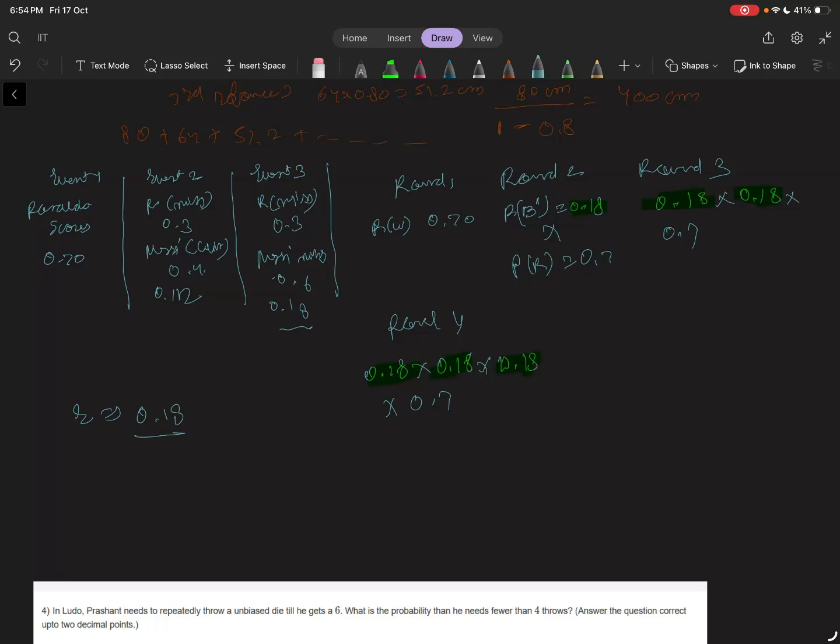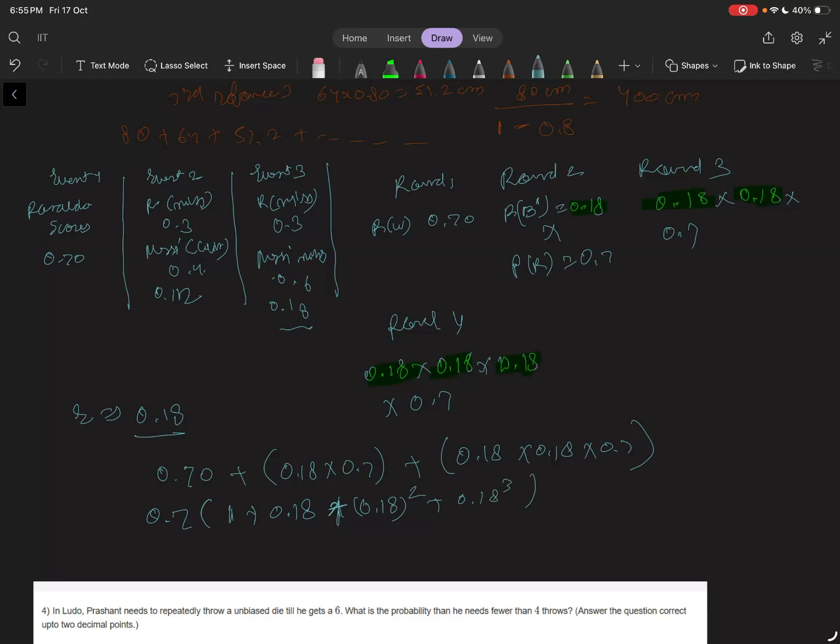And so how does this pan out? Every round has an individual probability, and the total probability will be the sum. So the total probability will be 0.7 plus 0.18 times 0.7 plus 0.18 times 0.18 times 0.7. Okay, you see a pattern here. What we are going to do is take 0.7 common in all those individual expressions, and you will get 1 plus 0.18 plus 0.18 squared plus 0.18 cubed.